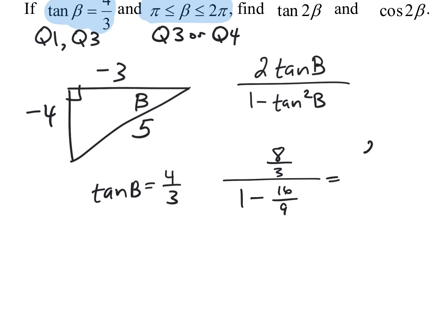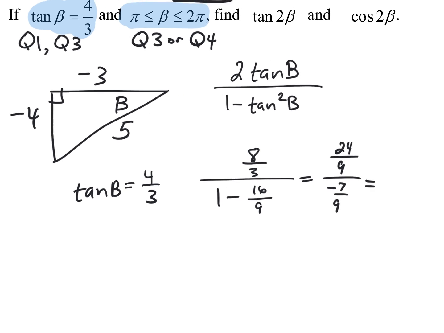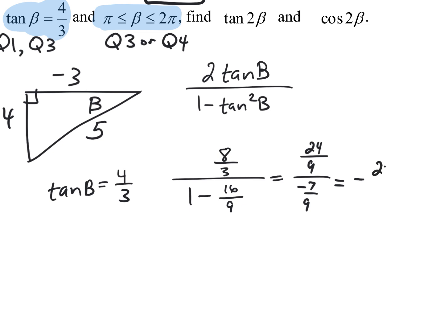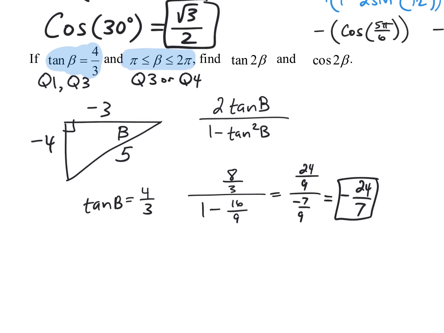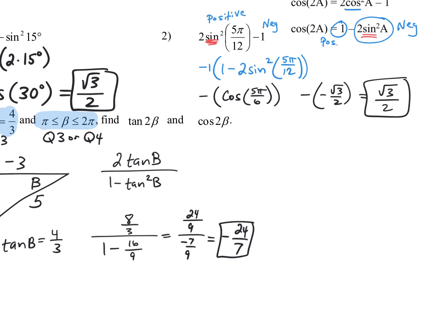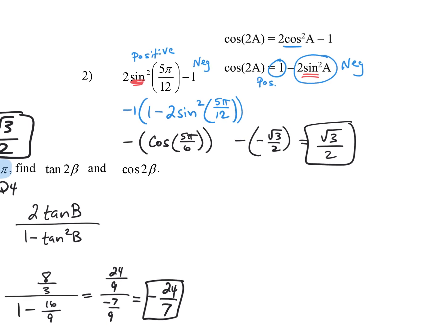I can think about this as 24 over 9 and 9 over 9, negative 7/9 in the denominator. So we could simplify this down to negative 24/7. So that is finding tangent of 2B. I'll change up colors here. I'm going to use the cosine of 2B formula. Well, we have them right up here on the top. I'm going to use 1 minus 2 sine squared B.